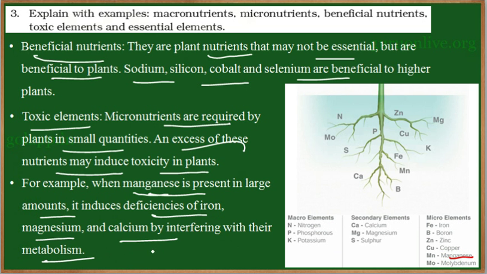So based on the functions, requirement and amount, we have classified the nutrients into macronutrients, which are required in larger quantity; micronutrients, which are required in trace amount or lesser quantity; beneficial nutrients, which are not essential, but if present, are an added advantage to the plants; and toxic, when the concentration of micronutrients increases too much, then it can be toxic.